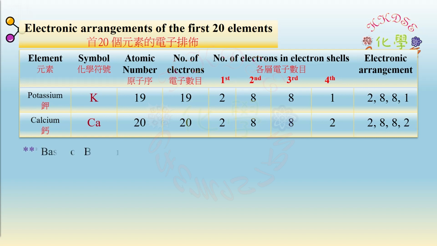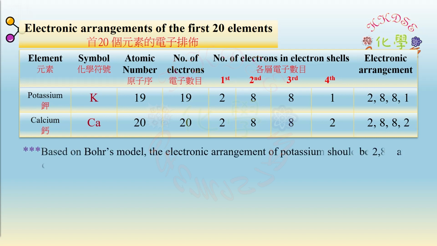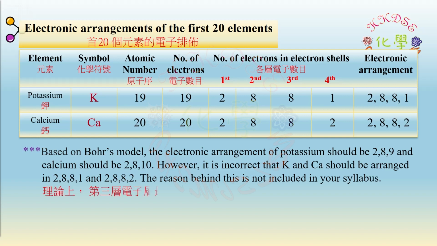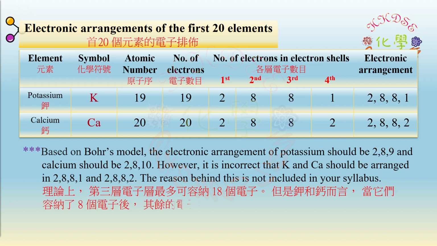Based on Bohr's model, the electronic arrangement of potassium should be 2, 8, 9, and calcium should be 2, 8, 10. However, it is incorrect; potassium and calcium should be arranged as 2, 8, 8, 1, and 2, 8, 8, 2. The reason behind this is not included in your syllabus.